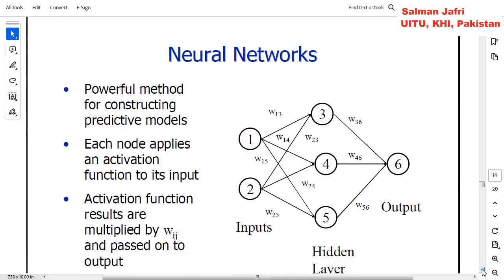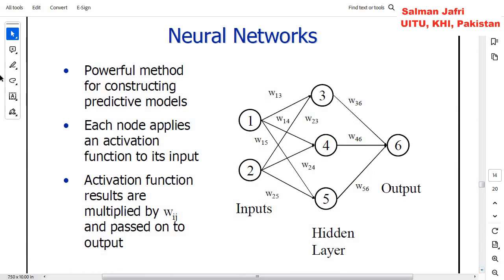So we now start our discussion about the neural networks. Neural network is a powerful method for constructing predictive models. So they can predict or classify. And it has got the nodes: input layer, this is the input layer, this is the output layer, and all the layers that are between the input layer and the output layer can be classified as hidden layers. So activation function results are multiplied by the respective weight and passed on to the output.